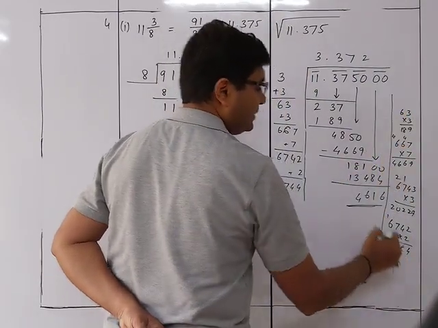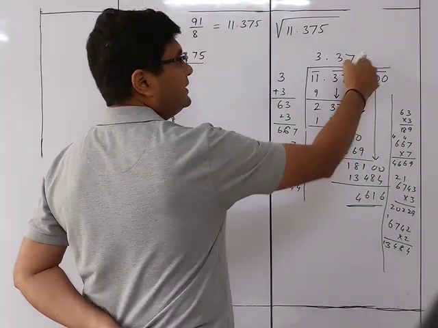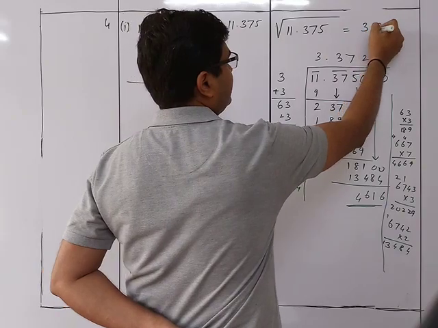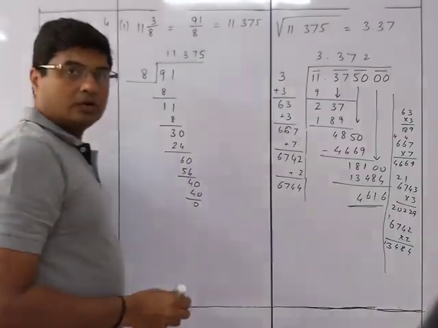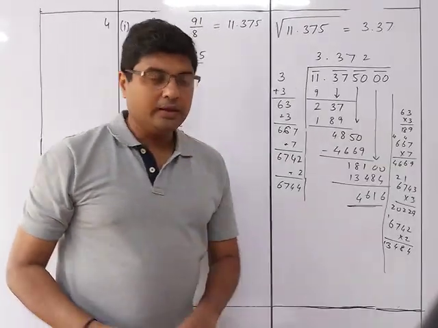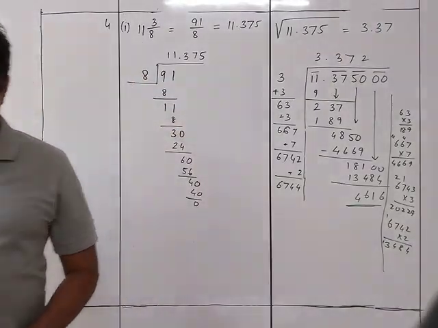This is the rough part. So the answer over here is 3.372. Accordingly, it is 3.37. Okay, because 2 is for this part. So that will be 3.37.